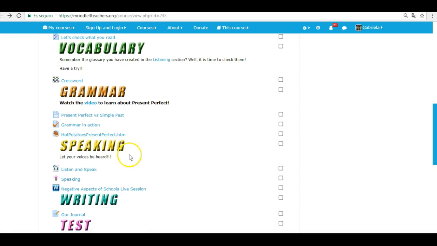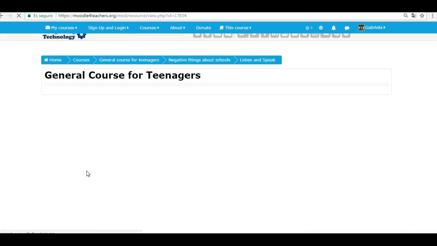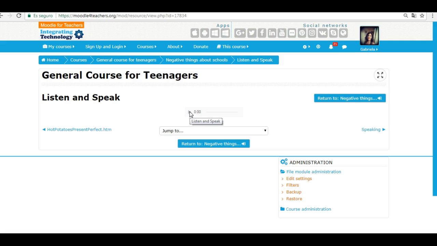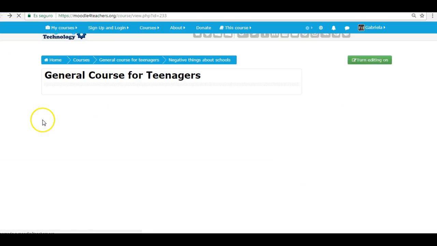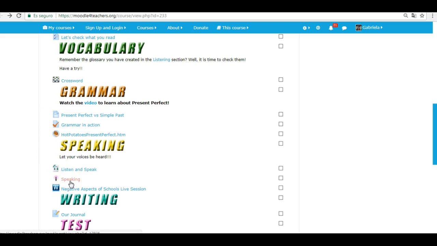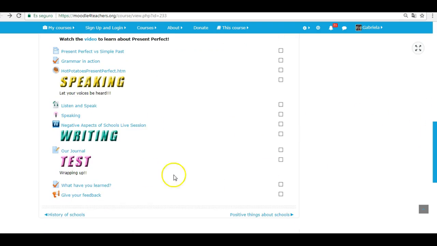Then in the speaking activity, I allow the students to speak. There is a listen and speak introduction in which they will listen to what they have to do in the activity. And then I have added a podcast activity, speaking, in order to record and use the Poodle tools on Moodle. And then I have added a live session after practicing or after reflecting on the negative aspects of schools. I have decided to design a live session at this point.